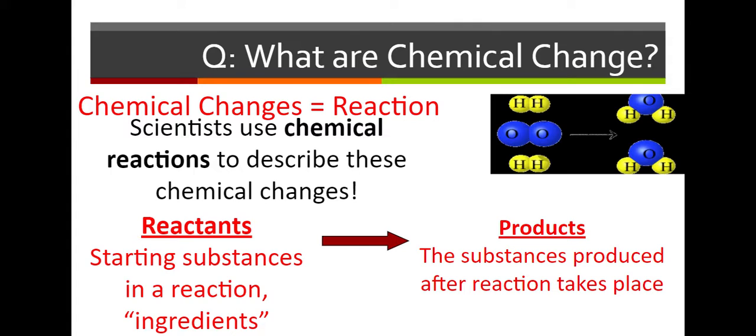It's always going to be a cake now. So the ingredients are what I started with. The oven is the arrow. That's the equal sign. And then the products are the cake in its final form. And that's what we're looking for when we're talking about ways to identify chemical changes or reactants or reactions.